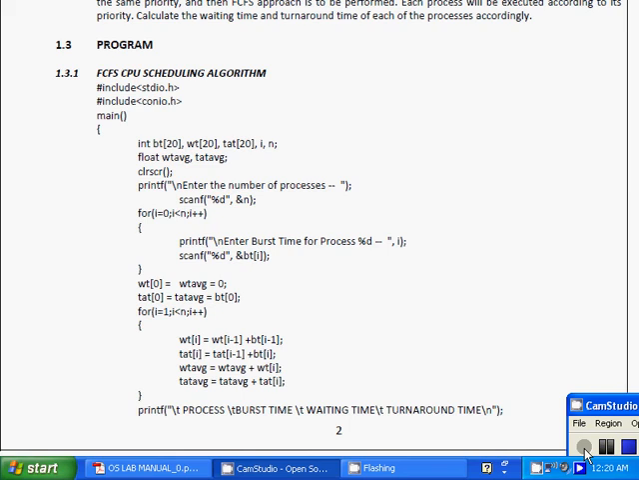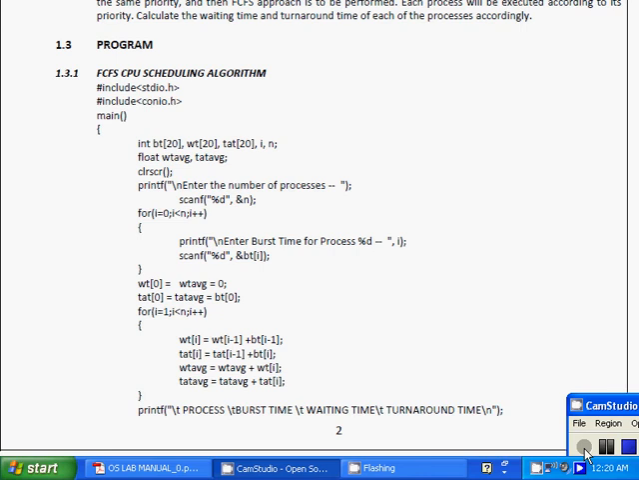So from the Gantt chart, we find out that the waiting time for process P1 is 0, for process P2 it's 24, and for process P3 the waiting time is 27. So the average waiting time for these three processes is 0 plus 24 plus 27 divided by 3, and that is equal to 17 milliseconds.